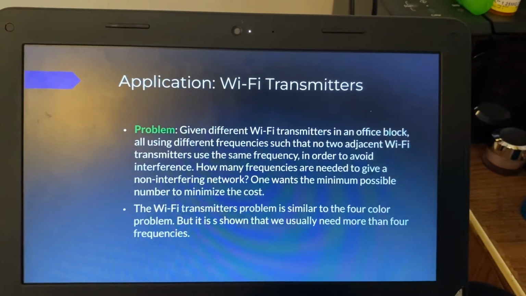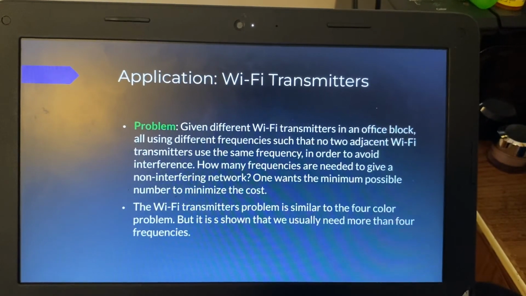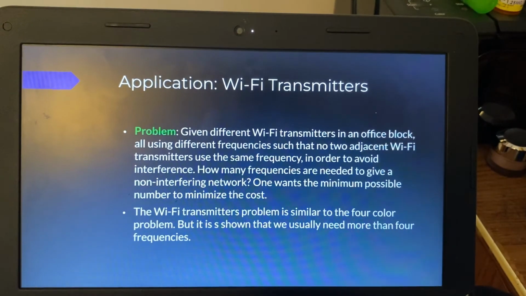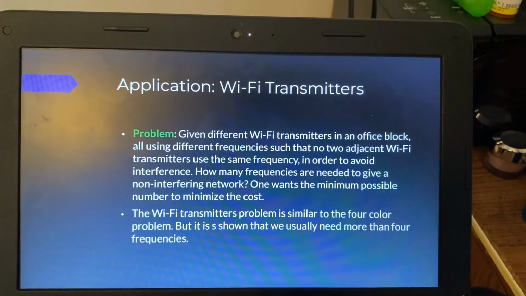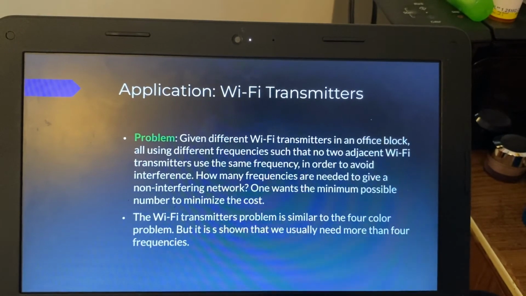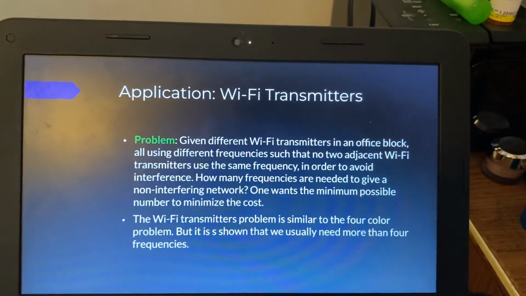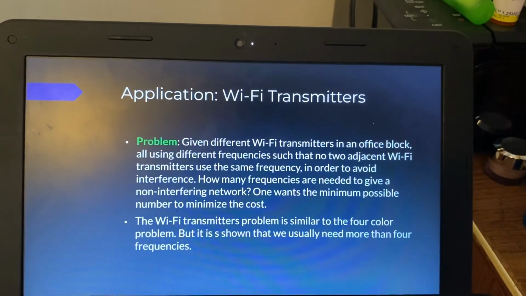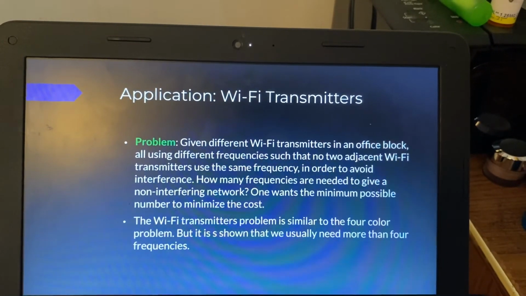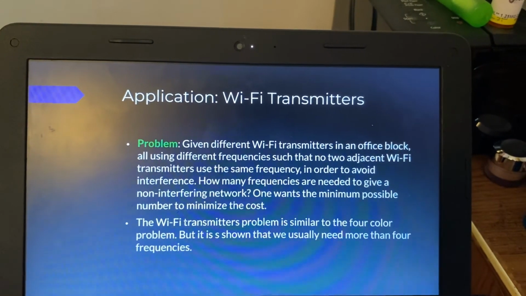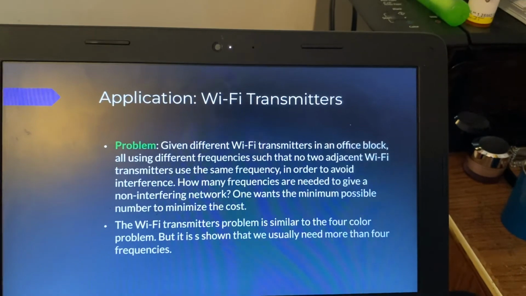Application with Wi-Fi transmitters. Given different Wi-Fi transmitters in an office block all using different frequencies such that no two adjacent Wi-Fi transmitters use the same frequency in order to avoid interference, how many frequencies are needed to give a non-interfering network? One wants to know the minimum possible number to minimize the cost as well. So the Wi-Fi transmitters problem is similar to the four-color problem, but it is shown that we usually need more than four frequencies in most cases.